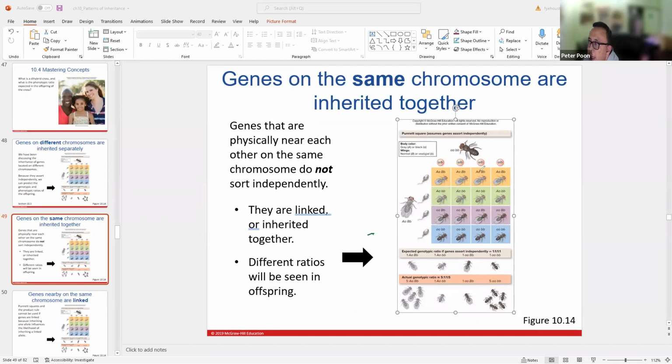There we go. If they're completely linked, there will be none in this group. If they're completely unlinked, then all these four combinations will be 1 in 4. Neither of these is true, so they're mostly linked. They're more similar to this result. So they're usually inherited together. If they're on the same chromosome, they're usually inherited together and they are linked.